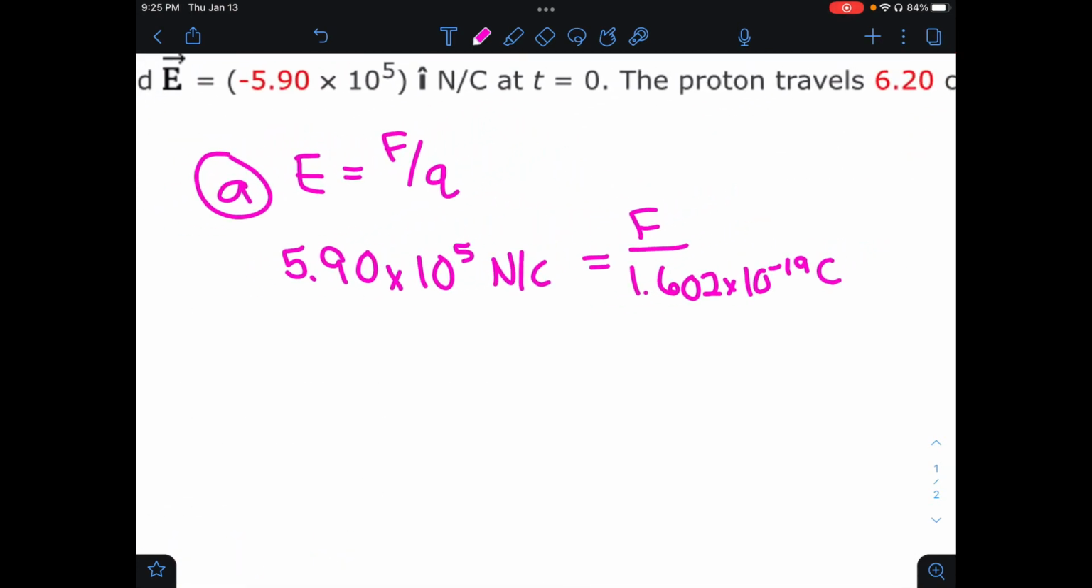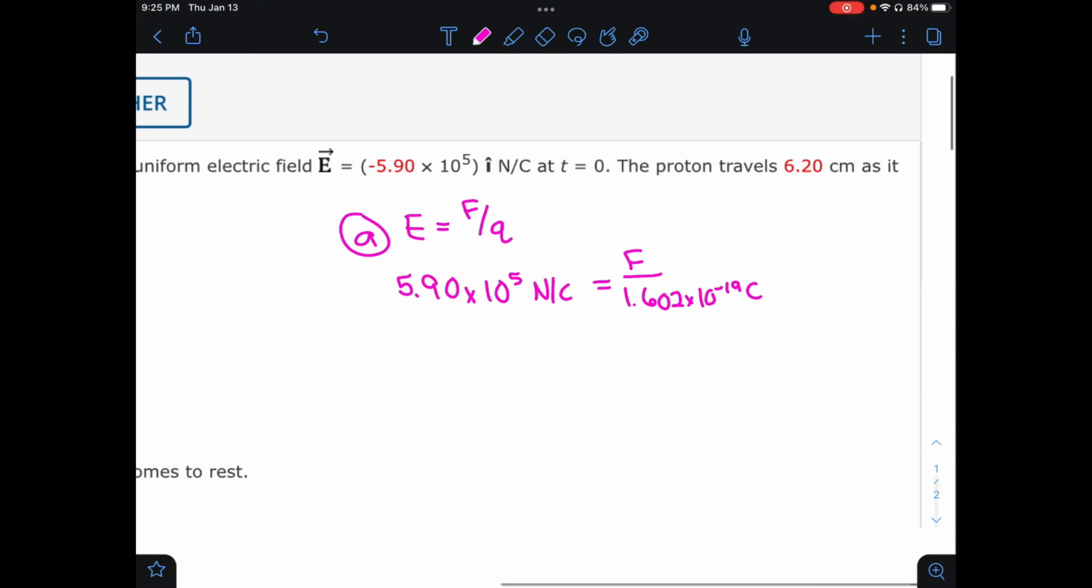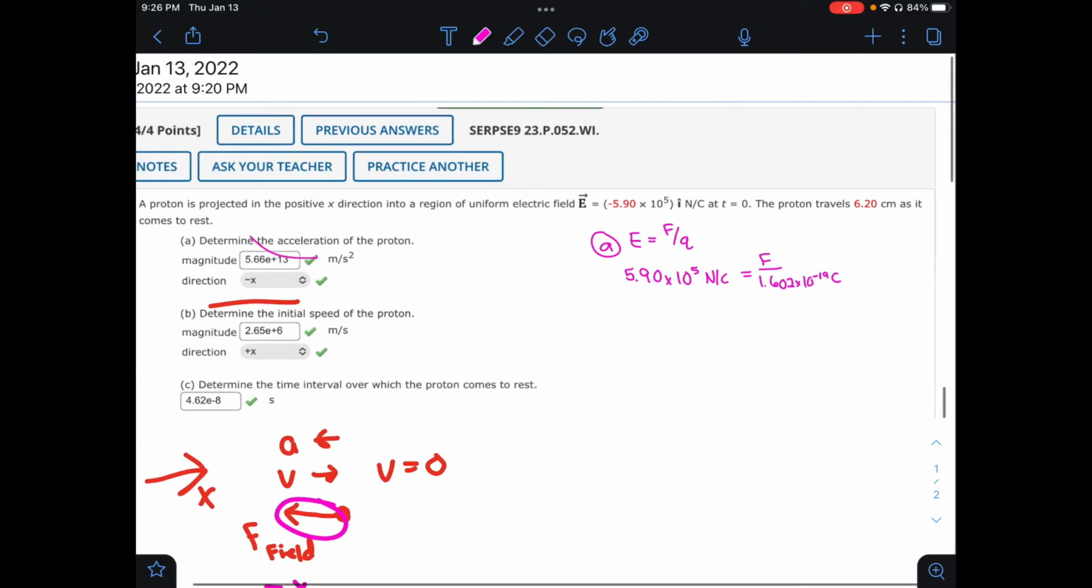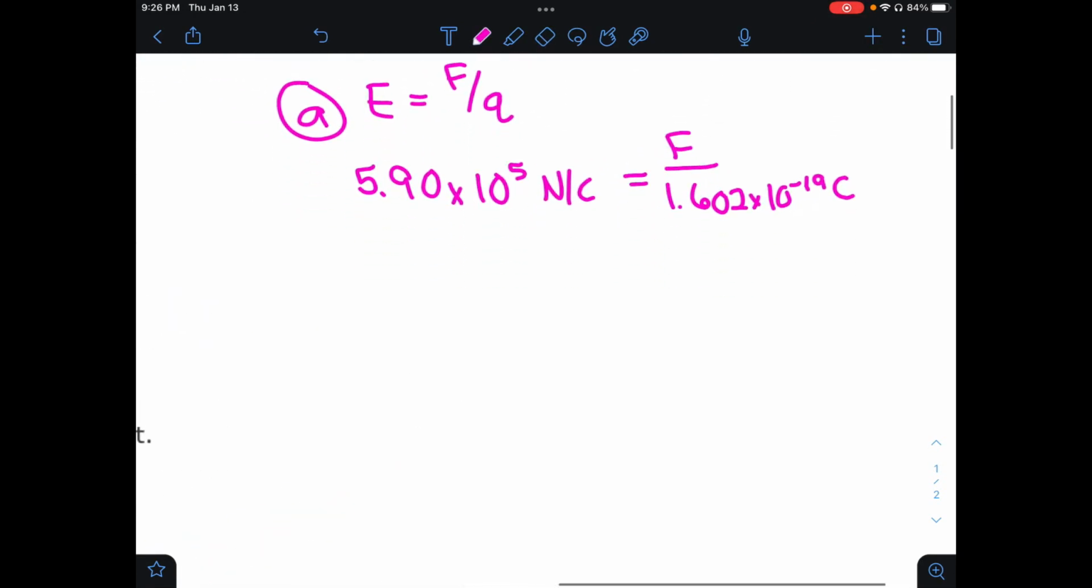And you can look at the units. We've got newtons per coulomb, and we know coulombs, so we can get force really quickly by just multiplying, even if you don't know the exact formula, E equals force over charge. Then we get newtons, and with newtons, we can divide by a mass, and the only known mass we could go off of is this proton, to find the acceleration of the proton.